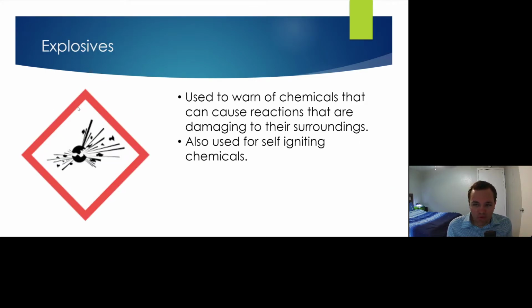All right, the explosives symbol is this little bomb with the shrapnel and stuff flying out of it.